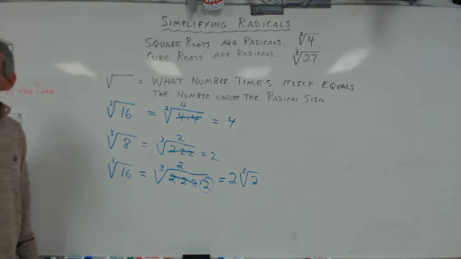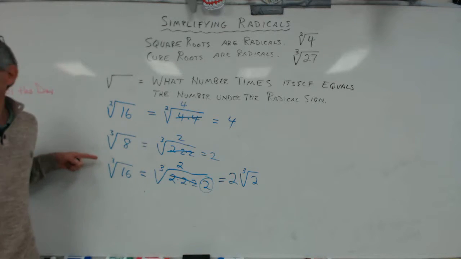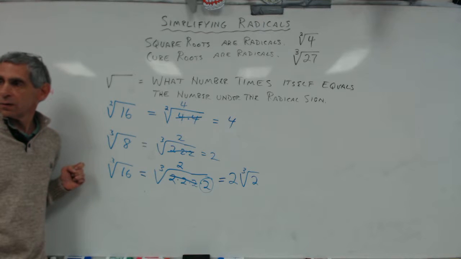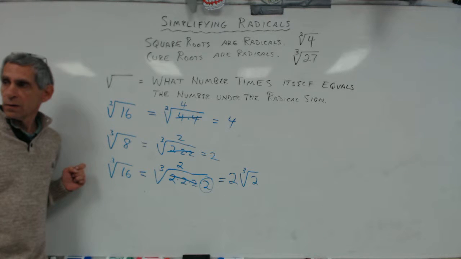You're going to see it more in a second. We're okay if it's dealing with cubed roots. The answer is 2 times the cube root of 2. It's totally okay to leave something in the cubed root if you simplified it as much as you can.